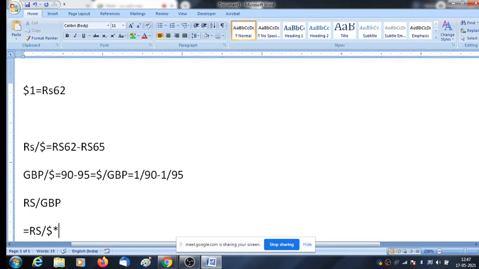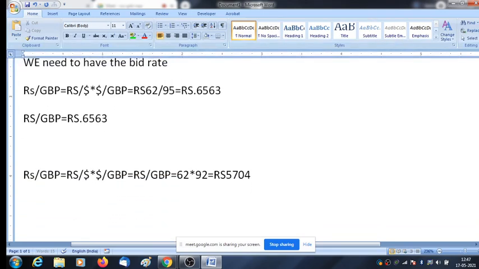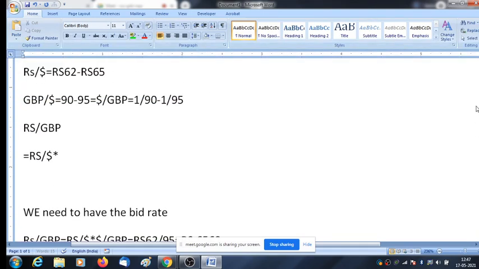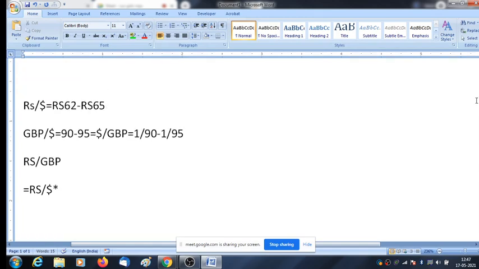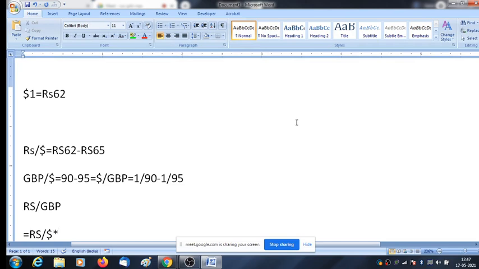We require dollar in the numerator, divided by GBP. We require dollar divided by GBP. But here we have GBP in terms of dollar. You see, first, rupees in terms of dollar, we have this quotation, isn't it? Rupees in terms of dollar we have this quotation. Agree with me or not? Tell me. Yes, sir.